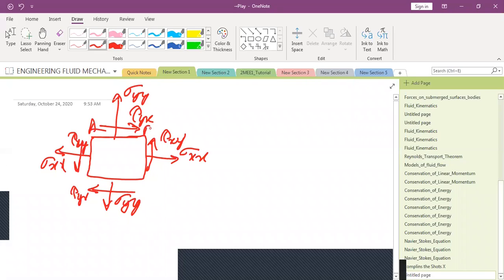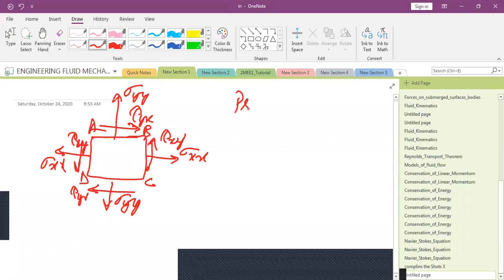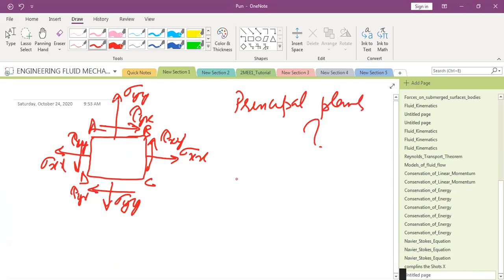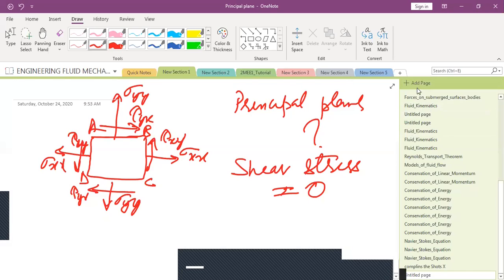Again, I mark the planes. Now, is there any principal plane here? Anyone? No principal plane, because what is the condition for a principal plane? Shear stress should be 0. And you don't have any kind of plane in which shear stress is 0. But we have a very innovative method to find out principal stresses.